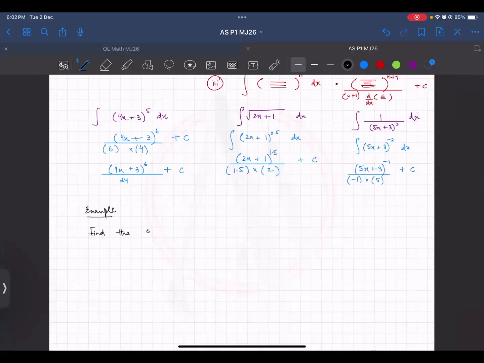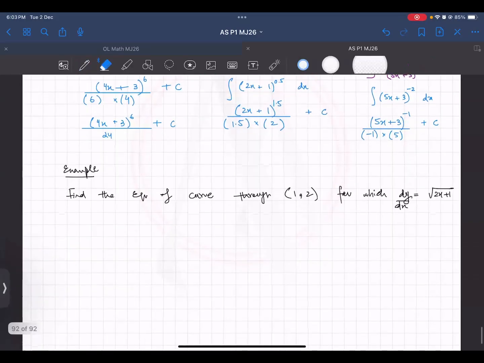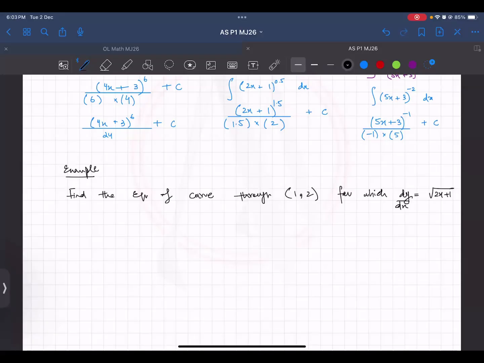Find the equation of the curve through (1, 2) for which dy/dx is given to you as the square root of 2x plus 1. Simple question, and a very past paper question. You will get very similar questions in the past papers as well. So they have given you the dy/dx.